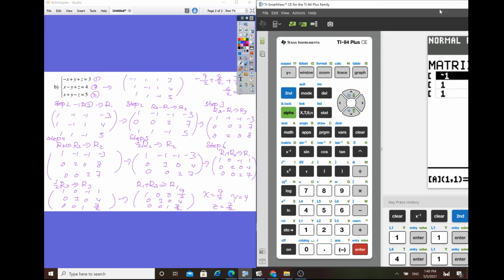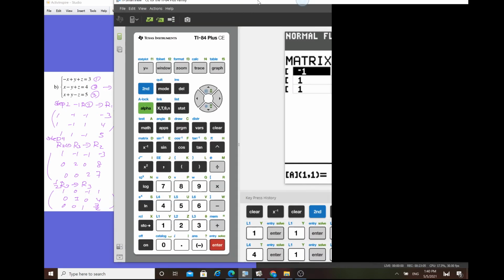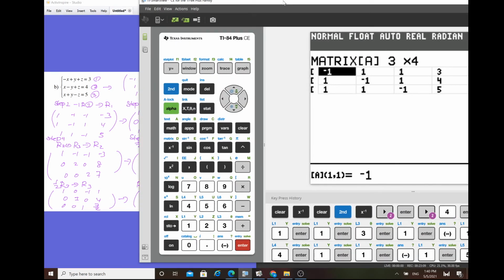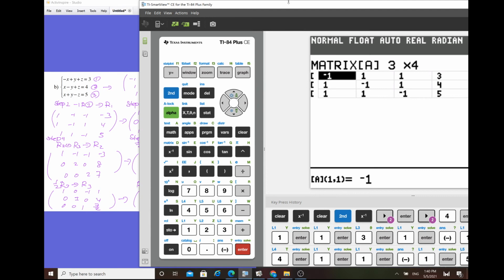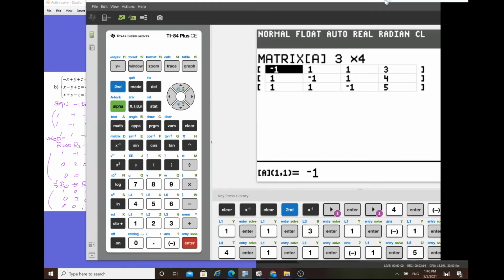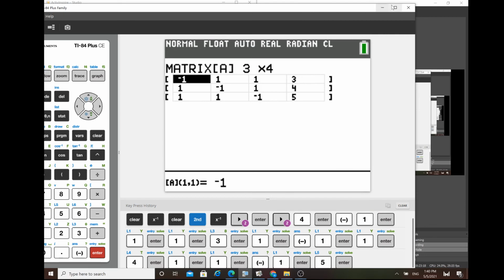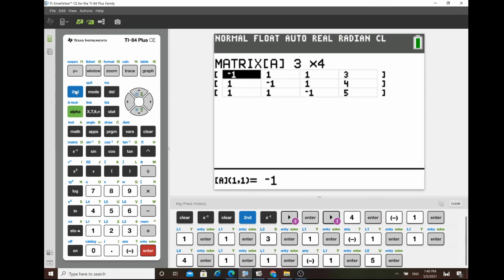Make sure that you double check the entries. You're not getting the wrong number there. Okay, so here's what we got. We enter into matrix A, 3 by 4. So now, once you're done with this, guess what you can do? Go back to the home page.